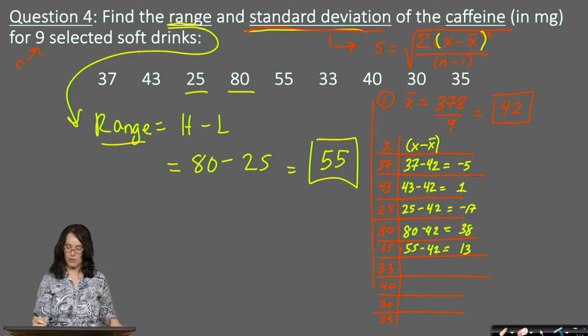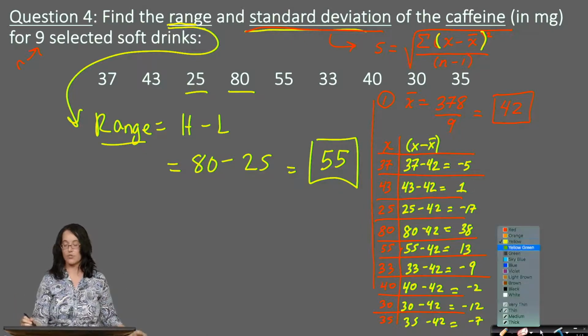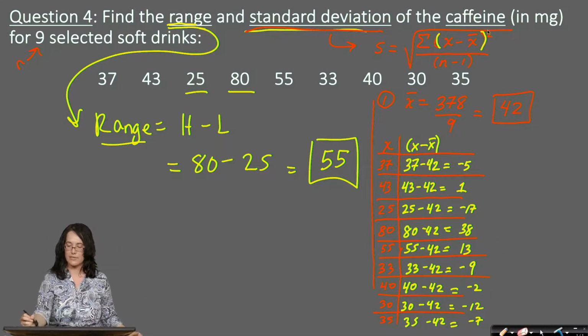I'm going to take 33 minus 42, and that gives me negative 9. I'm going to take 40 minus 42, which of course is negative 2. I'm going to take 30 minus 42, which of course is negative 12. And I'm going to take 35 minus 42, which of course is negative 7. Okay, once you've found each of those differences, you need to square them, because if you don't square them and you were to add them up right now, some of them would cancel each other out. So let's go to this next step of squaring those differences.